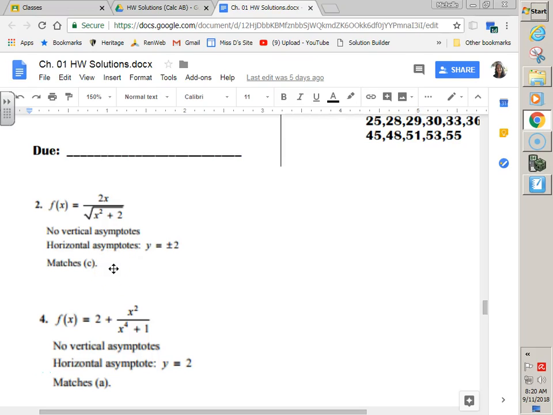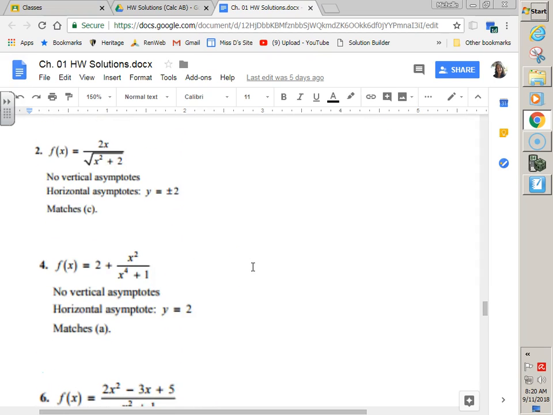Horizontal asymptotes, good. So, number 2, why was 1 through 6 kind of weird and kind of tricky? I totally agree that it was. Yeah, you had to match graphs.